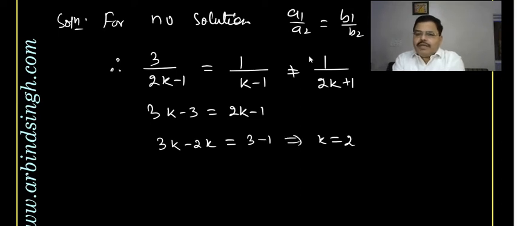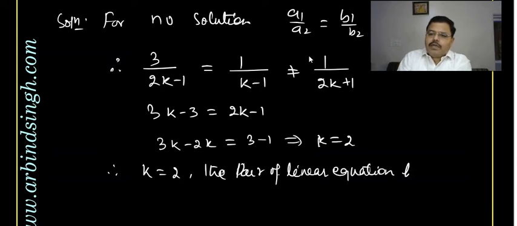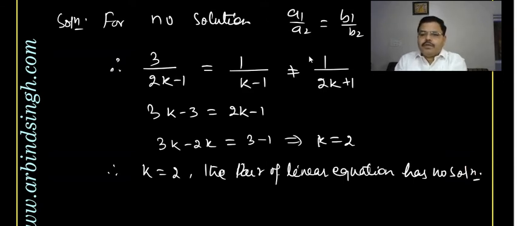And k = 2. So if k = 2, then the first ratio is 1, and 2 minus 1 is 1, that will also be 1, and 2 into 2 is 4, plus 1 is 5, so 1/5. So this will be 1, 1, and this will be 1/5, so they are not equal. So clearly for k = 2, there is no solution. Therefore, for k = 2, the pair of linear equations has no solution. Right? I hope you got it. Isn't it?